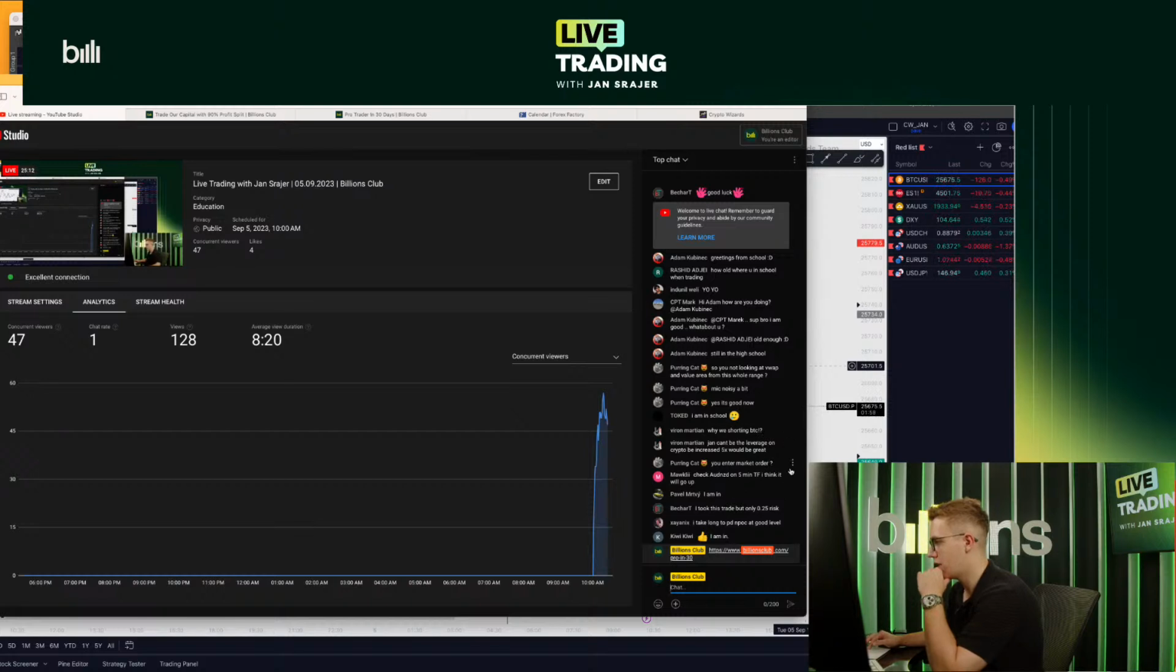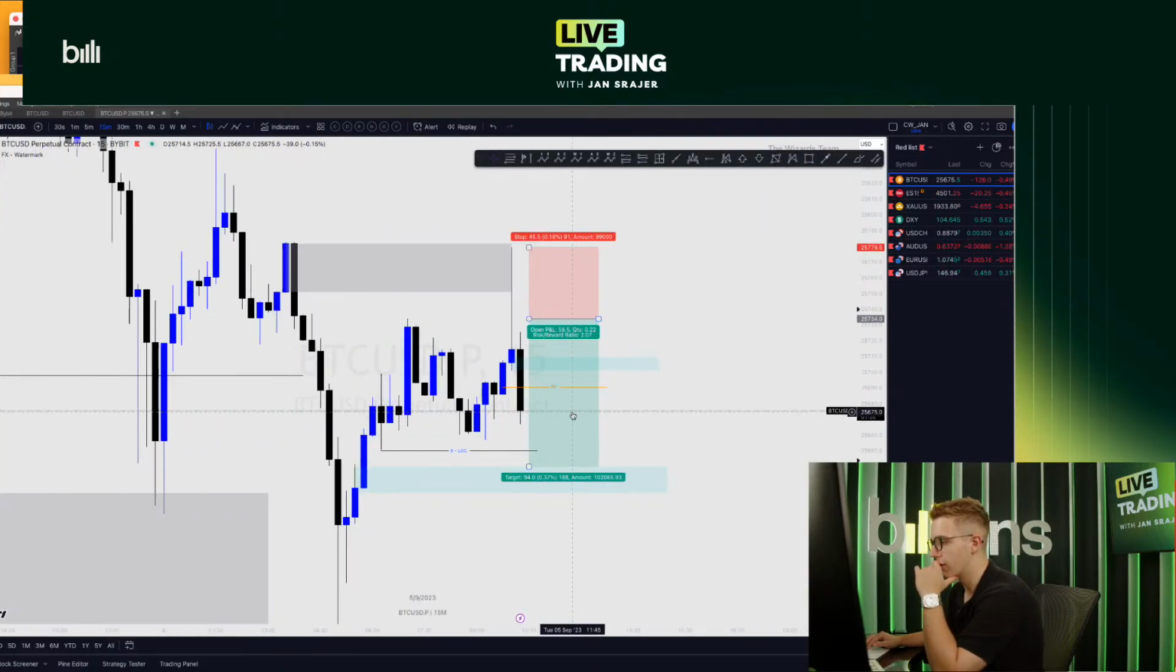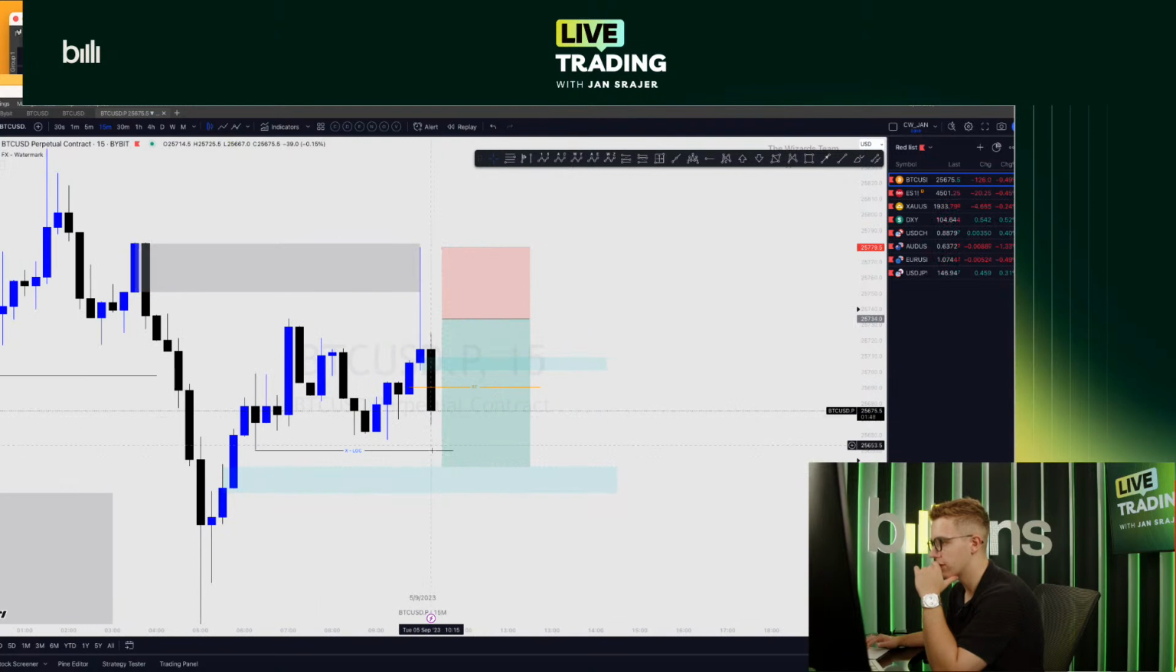I took this trade, but only 0.25 risk. Fair enough. I take a long to PD naked POC at a good level. Yeah, I will also be looking for a long, but I'm looking for a move down first here, and here I'm going to start looking for a long position.